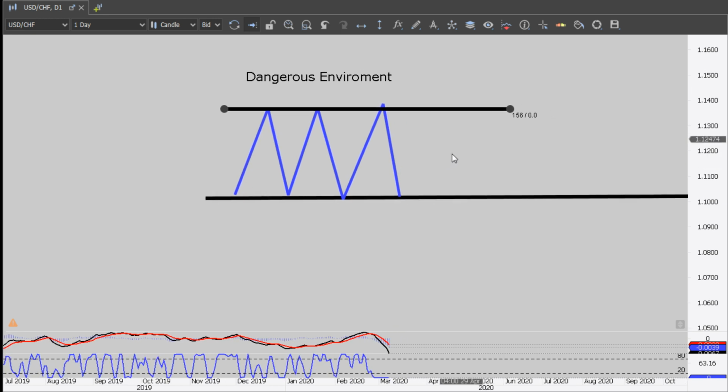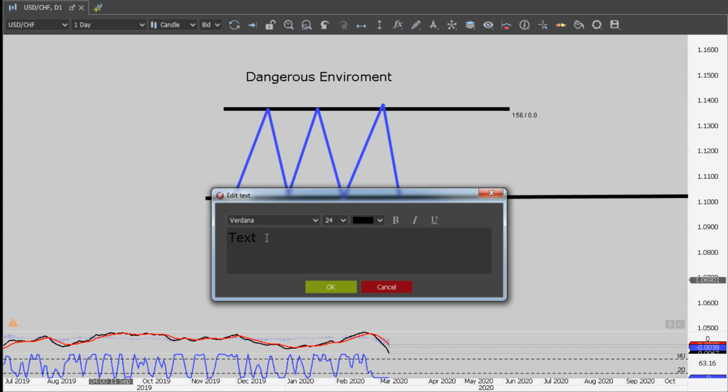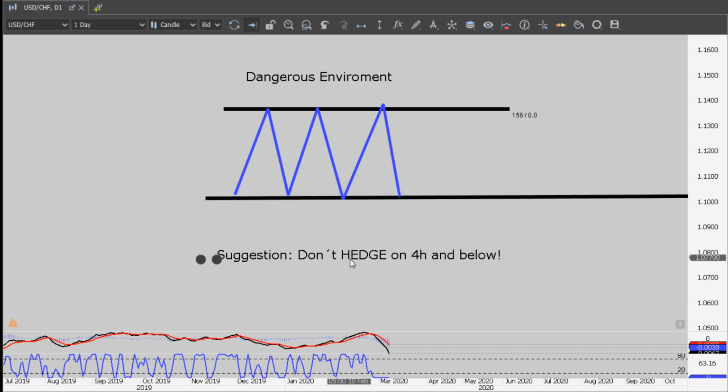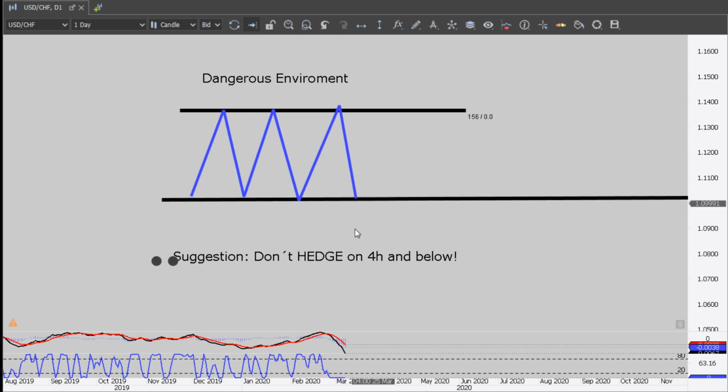Why not? Because, and one more thing, this is just a suggestion. Don't hedge on 4 hours and below. If you are not skilled enough, everybody, hello Annie, how are you? If you are a beginner trader, don't hedge on a 4-hour time frame, everybody, and below.